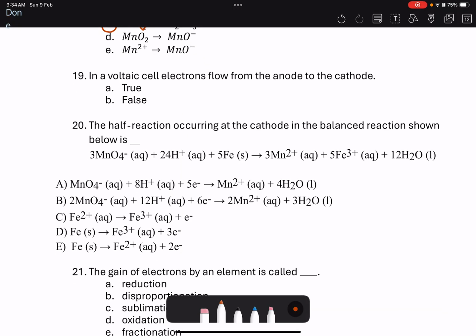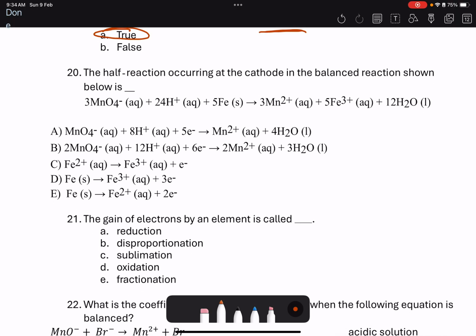Now, in a voltaic cell, again, electrons flow from anode to cathode. Now, which one is balanced at the cathode? At the cathode, I have a reduction. So it can't be Fe because Fe got oxidized. So to be cancelled. Now, what is the change? It's MnO4 to Mn2 plus. Now, we just need to check the balancing of this one and see if it is correct.